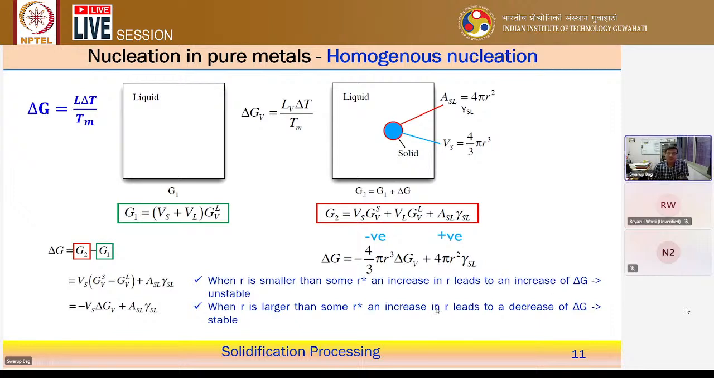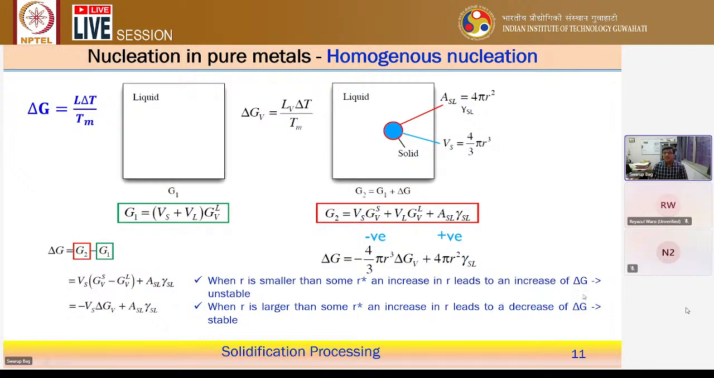Now from here we can see that when r is smaller than some critical value, I assume this is where nucleation occurs, defining the size of the nucleus, it definitely has some critical value, say r star. Suppose the radius is smaller than the critical value, then increasing r leads to an increase in ΔG. That means the total free energy change is increasing, so the system is not stable. The system becomes unstable.